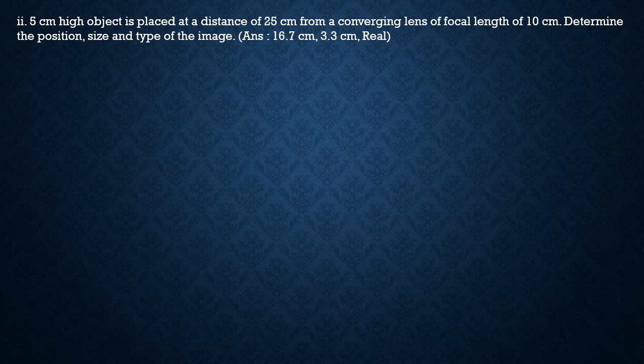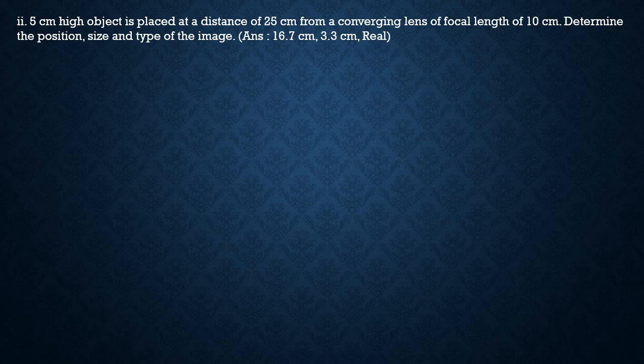Now your point, converging lens. Converging lens means which lens it is? So again we have studied, converging means the lens which converges the light rays is called a convex lens. So in this question we are using the convex lens only. So remember, convex lens and converging lens are the same. The focal length of that converging lens is given as 10 centimeter.